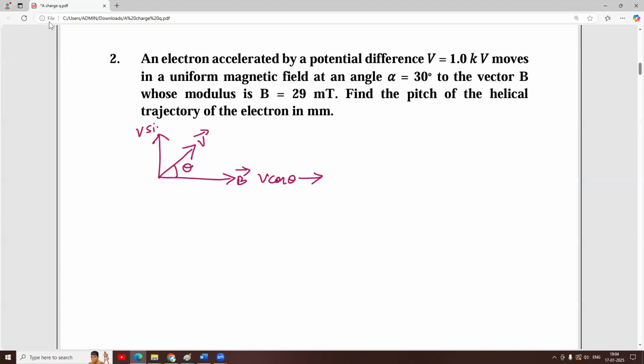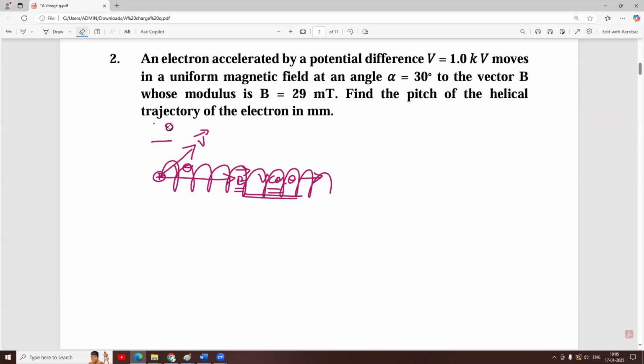So this is v sin theta. This motion is perpendicular to the magnetic field B, and this will make it move in the circular path, whereas v cos theta will take it forward without changing the direction. So the two velocities simultaneously act on the charged particle, and if the charged particle is positive, it will move like this. The circular path is created because of the vertical component, and the horizontal movement is because of v cos theta. Both the velocities act together.